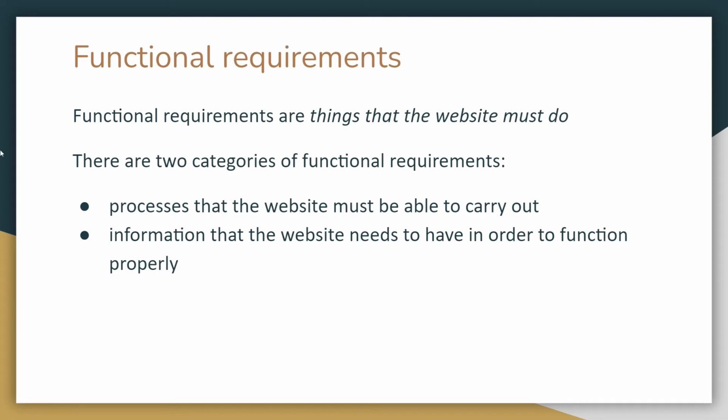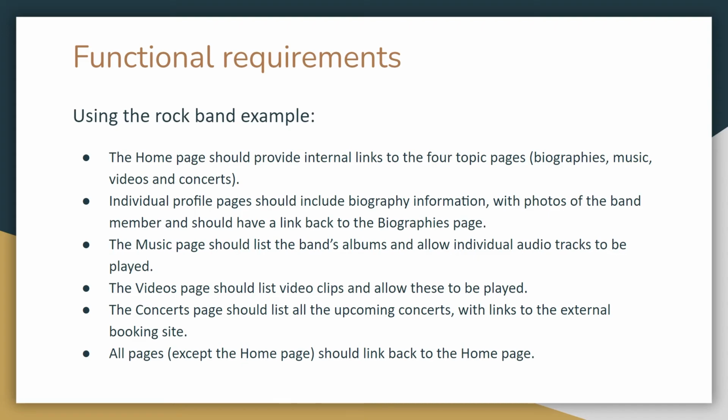Let's take a look at what we come up with. So the same example, the home page should provide internal links to the 4 topics pages. So we've got biographies, music, videos, and concerts. Now these are, again, all things that the end users mentioned, and this is the information that the website should have, and the homepage should provide internal links. This is kind of like a process. When you click on the link, it should take you to these pages. Individual profile pages should include biography information with photos of the band member and should have a link back to the biographies page. So navigation, again, being shown to be easy with this, and we're including all the information that should be included on these pages.